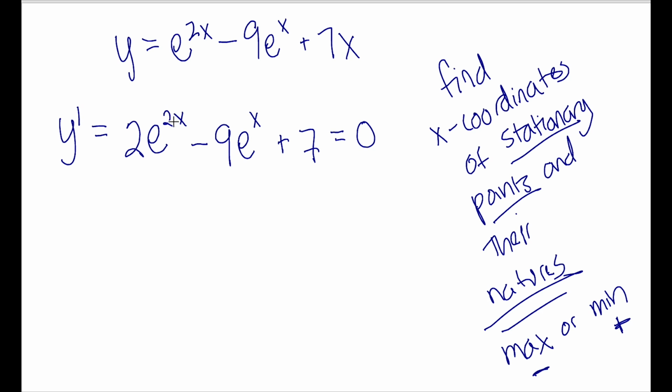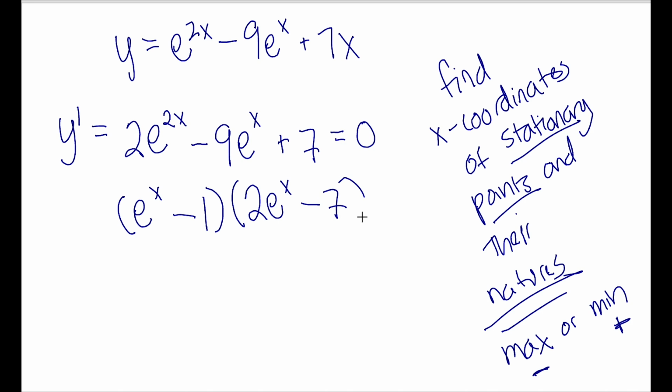So remember, we're always looking for quadratics. This is in quadratic form, so you want to factor. We end up with e to the x minus 1 times 2e to the x minus 7 equals 0. You can do this in your calculator with the polynomial solver or a factor, whatever is easier for you. Therefore, e to the x equals 1 and e to the x equals 7 over 2.